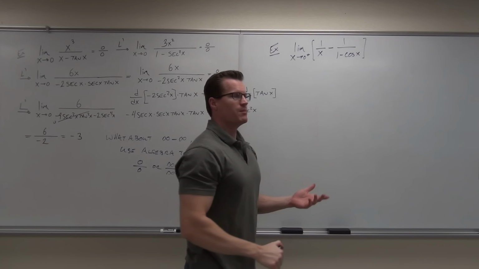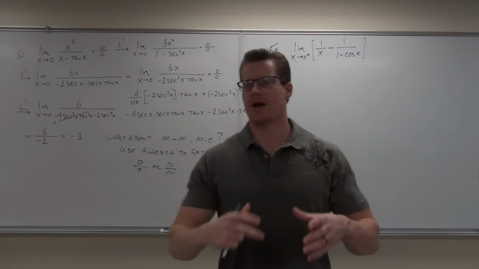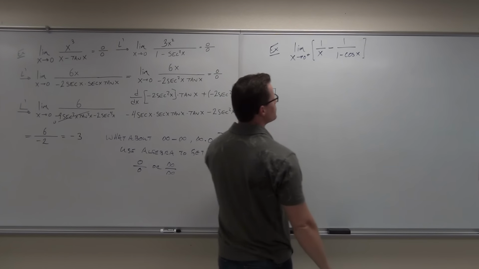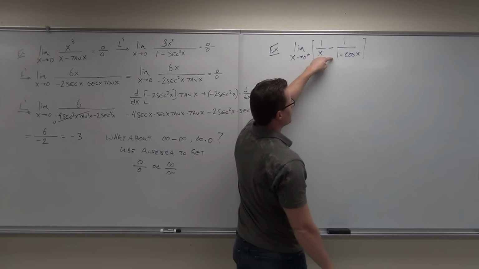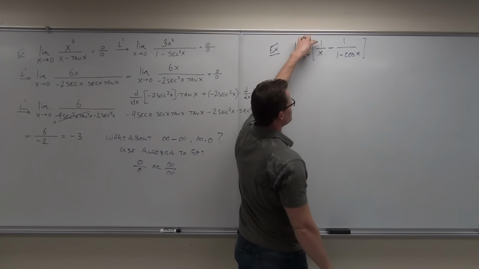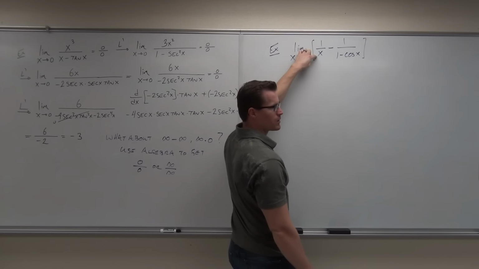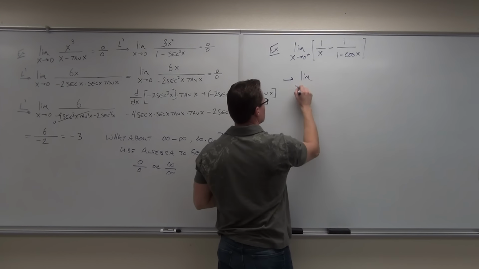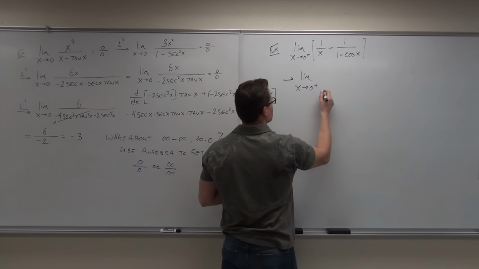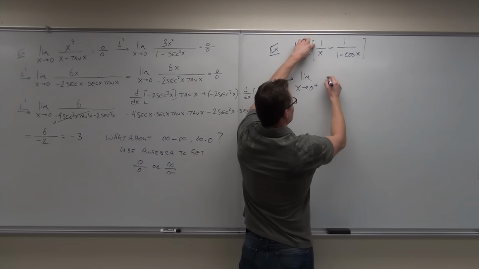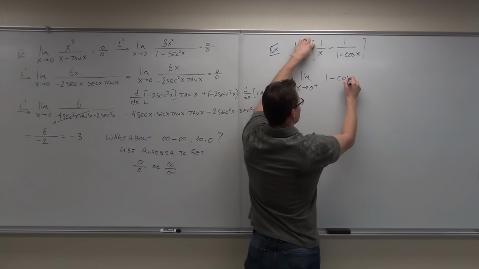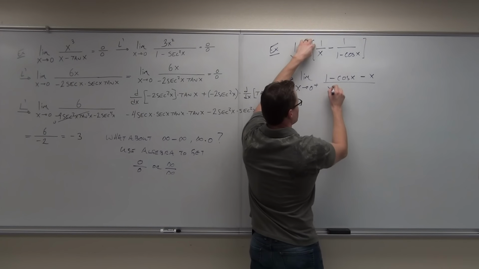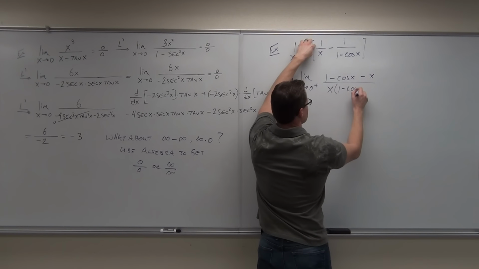All right, so maybe one thing we can do is make this one fraction. Get everything in one fraction, get a common denominator, and then see what we got. So if we do that, I'll have to multiply by x over x, and I'll have to multiply by 1 minus cosine x over 1 minus cosine x. You guys with me on that one? So we're going to get 1 minus cosine x minus x, all over x times 1 minus cosine x.